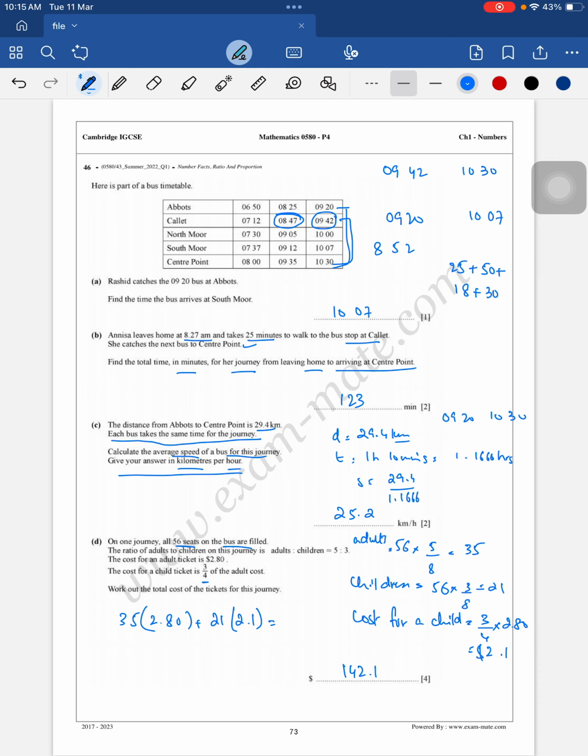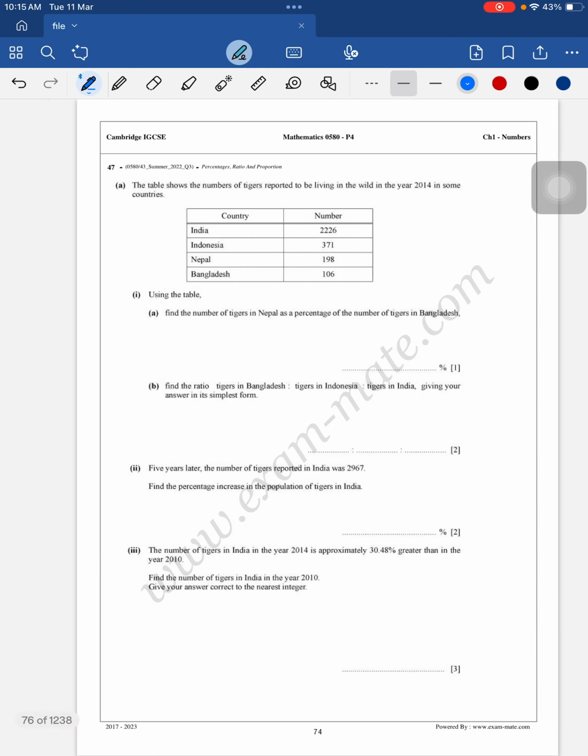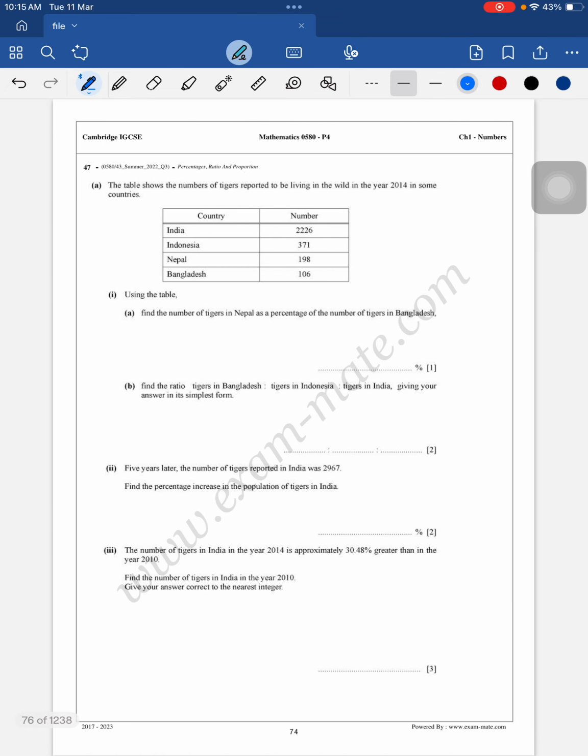Question number 47. We have the table shows the number of tigers reported to be living in the wild in the year 2014 in some countries, right? So using the table, find the number of tigers in Nepal as a percentage of the number of tigers in Bangladesh. In Nepal we have 198. In Bangladesh we have 106. As a percentage, 198 upon 106, right?